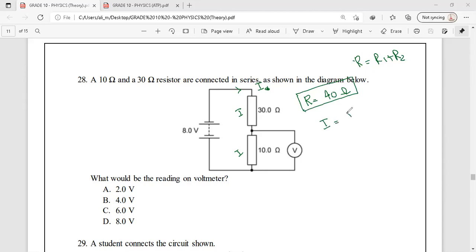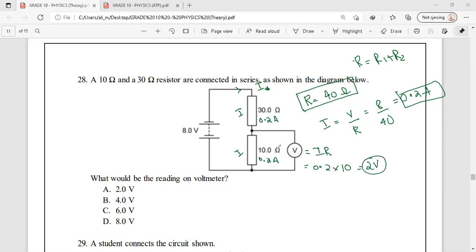Let's find the total current. I equals V over R. The total voltage is 8 volt and the total resistance is 40. So for finding the total current, we will divide 8 by 40. It will be equal to 0.2 ampere. So 0.2 ampere current is passing through this resistance and this resistance as well. For finding the voltage, V equals IR. The current is 0.2 and resistance is 10. 0.2 times 10 is 2 volt. If 2 volt is the reading here, the remaining 6 volt would be across the 30 ohm resistance. So the correct answer is option A.